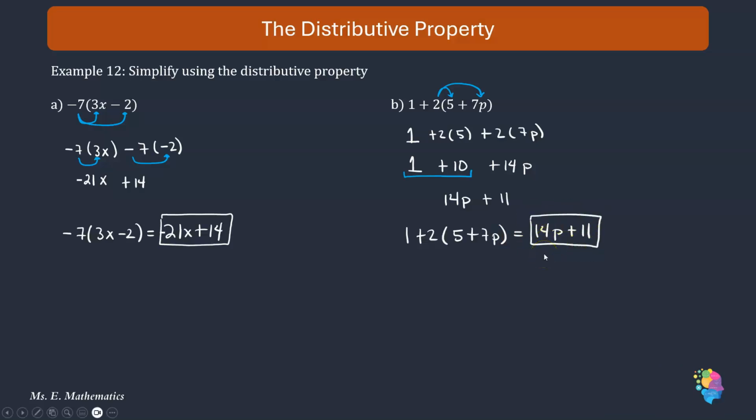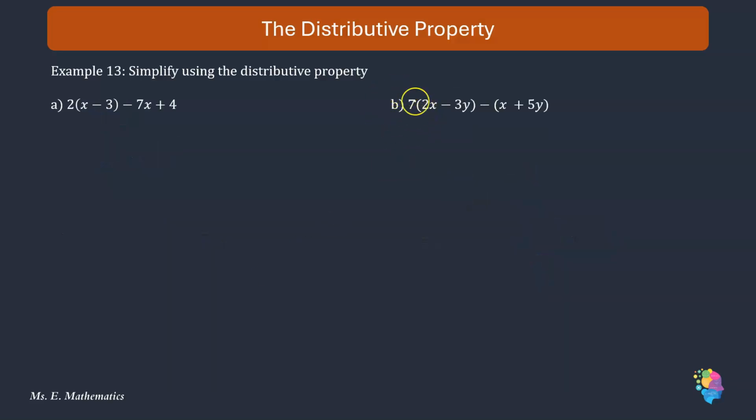Almost painless. Let's try a couple more, just to make sure that we fully understand the distributive property. Let's do B together, and then you can pause and try A and then come back to see if you get the same result. Now you're going to notice that this one has two parentheses.